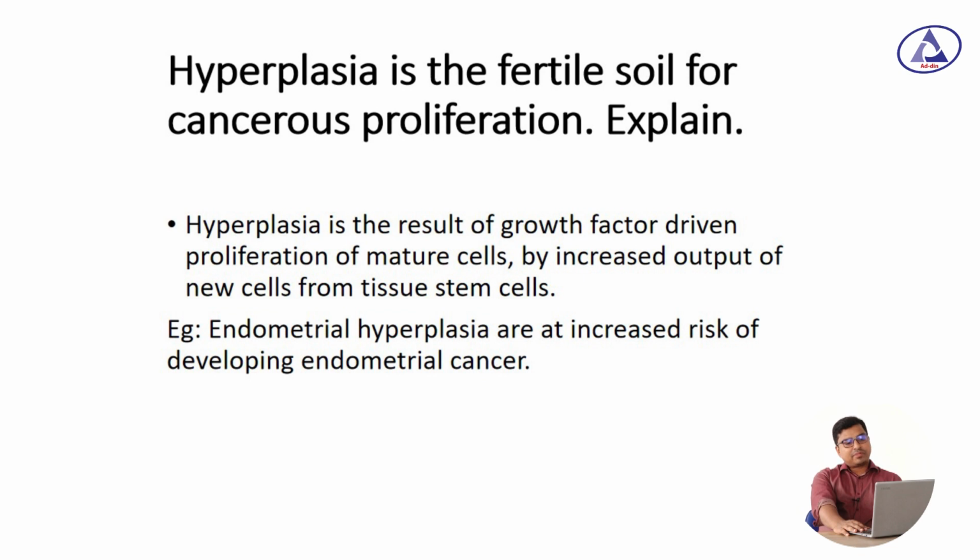Now, hyperplasia is the fertile soil for cancerous proliferation. Explanation: hyperplasia is the result of growth factor driven proliferation of mature cells and increased output of new cells from tissue stem cells. Example: patients with endometrial hyperplasia are at increased risk of developing endometrial cancer.